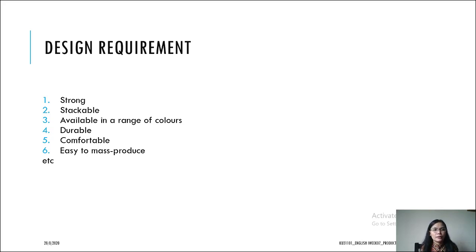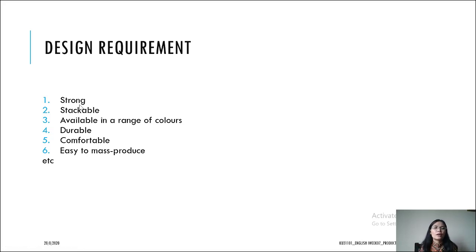Here we have some requirements for the product design. We will look at this one by one. Let's see this one first: strong. What does it mean by the requirement of strong? Let's say when you design a product, let's say you design a chair, something like this.